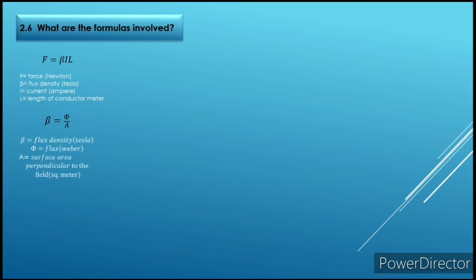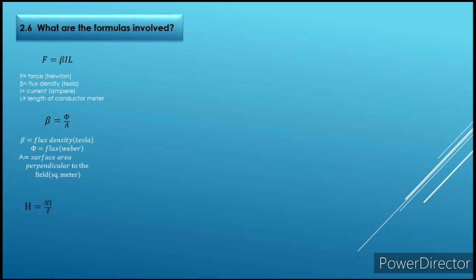Next, what are the formulas and units? First we have force is equal to the flux density times the current times length, where F is force, unit is in Newton, flux density, unit is in Tesla, current, unit is in ampere, length of conductor, unit is in meter. Next, we have flux density is equal to flux over area, where flux density unit is in Tesla, the flux unit is in Weber, and the surface area perpendicular to the field unit is in square meter.